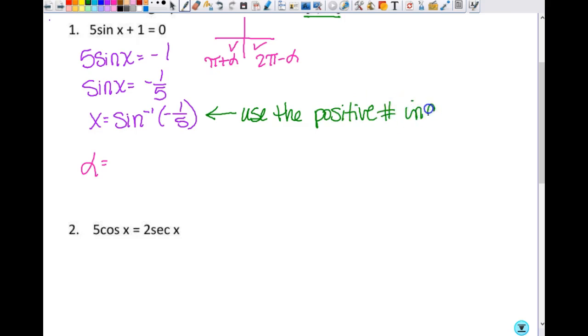The way you get alpha is you have to use the positive number in the calculator, because we want alpha, which is the reference angle. If you type in the sine inverse of negative 1/5, you're going to get a number that is not going to help you at all. So even though we're finding the sine inverse of negative 1/5, we type in the sine inverse of positive 1/5. So the sine inverse of 1/5 gives me 0.201 blah, blah, blah, okay?